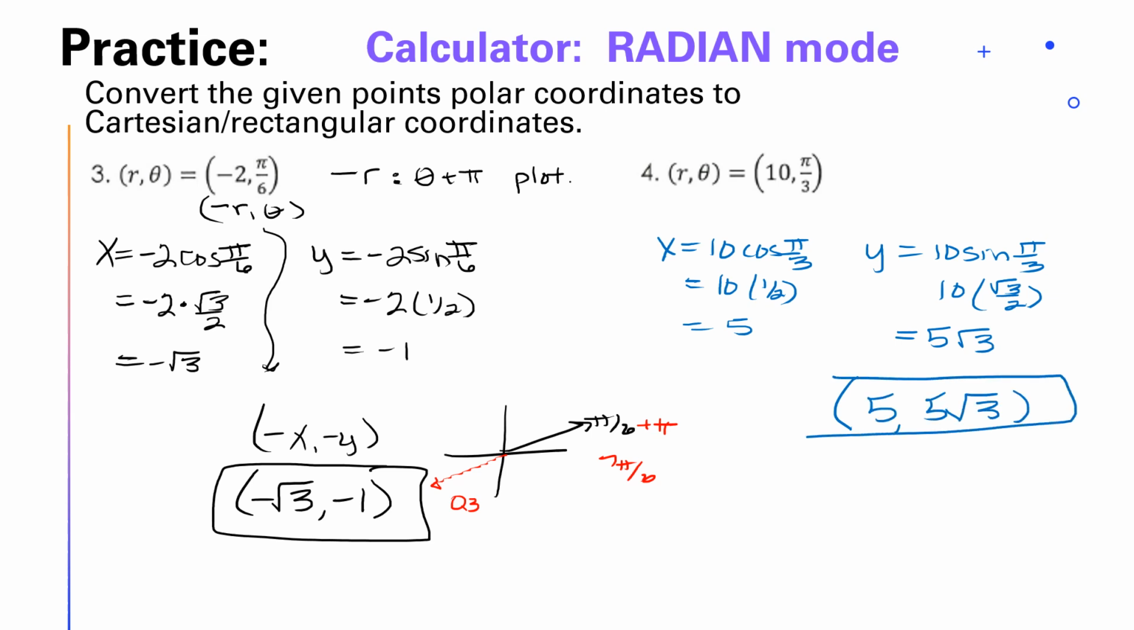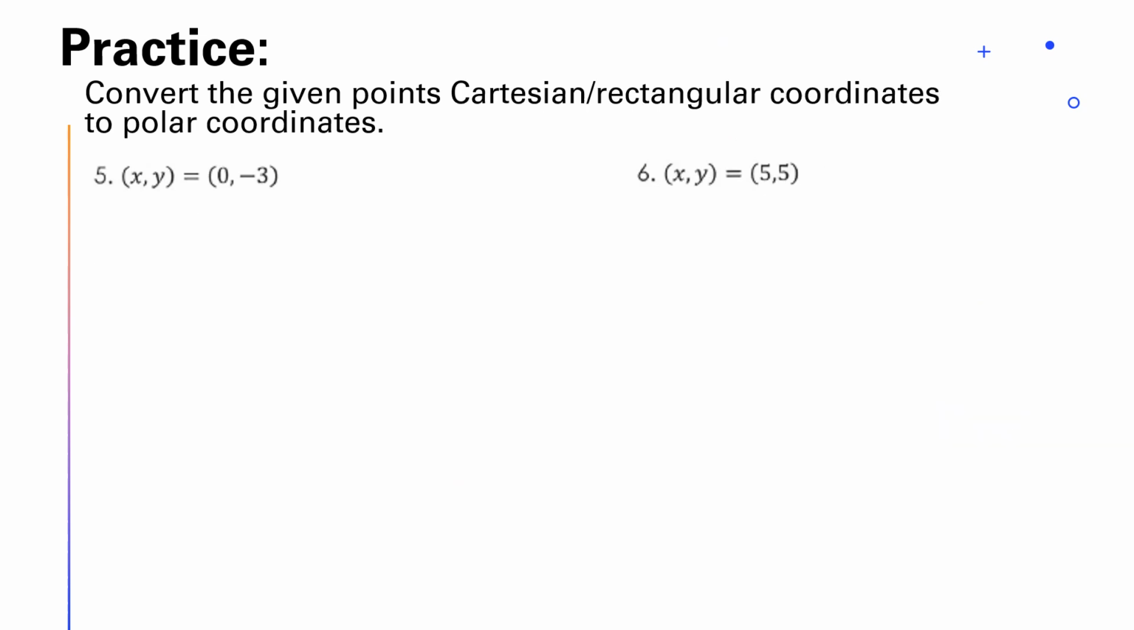That is in quadrant 1. Fabulous. Our initial ordered pair as a polar coordinate was in quadrant 1 as well. All right, now we're going to do it the other way. Now we're going to convert from rectangular coordinates to polar coordinates.